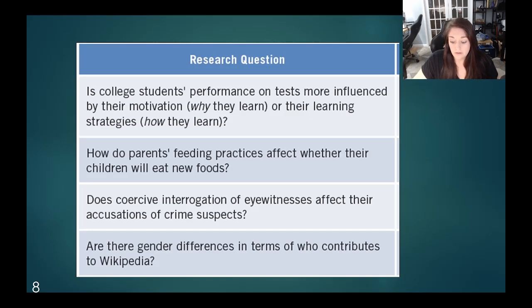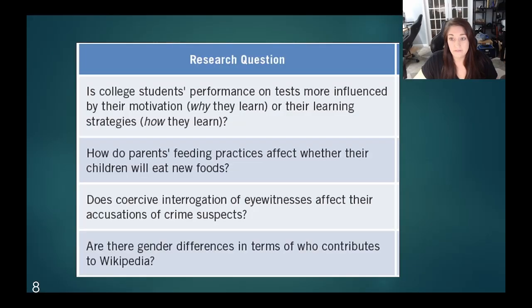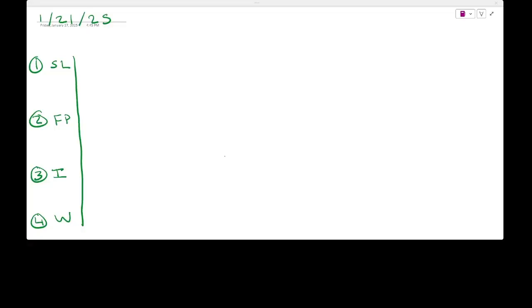So for the first one, I called it SL for student learning, because the first research question is, are college students' performance on tests more influenced by their motivation, basically why they learn, or learning strategies, i.e. how they learn. Okay, so we'll call this one SL, student learning. Number 2, how do parents' feeding practices affect whether their children will eat new foods? I called this one FP for feeding practices. Okay.